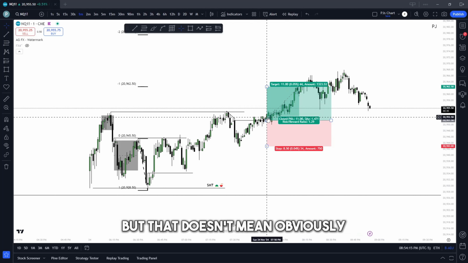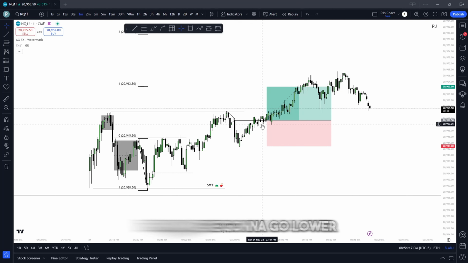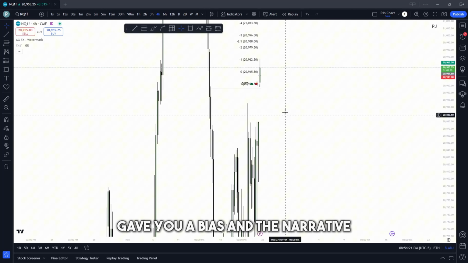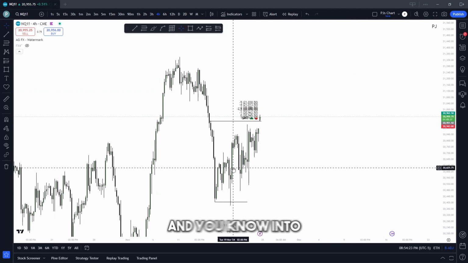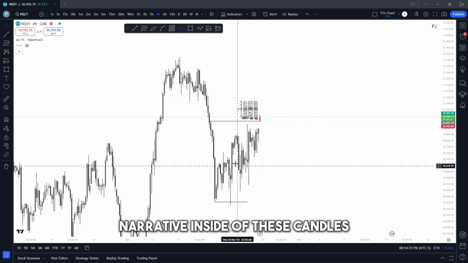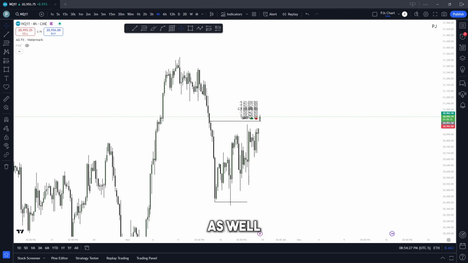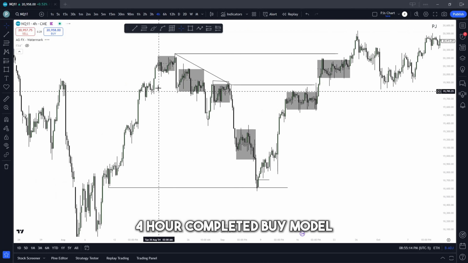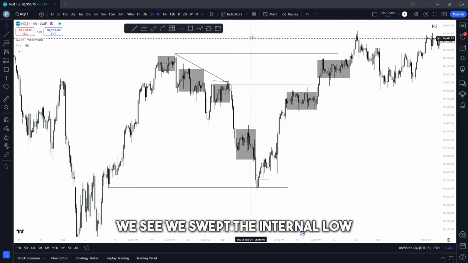But that doesn't mean, obviously, I think we're going to go lower, because I longed and gave you a bias and a narrative for us moving higher, and in the previous videos gave you a bias and narrative inside of these candles as well. So boom, we're right back to our 4-hour completed buy model. We see we swept the internal low.